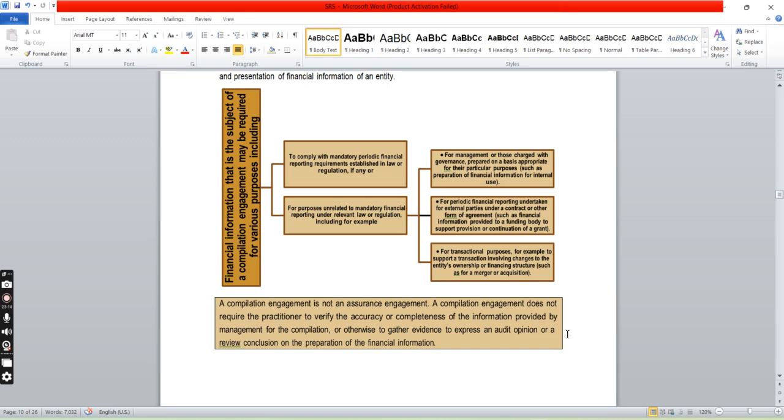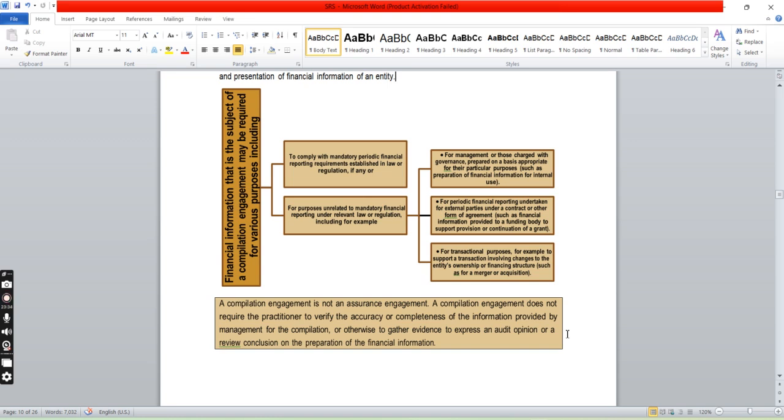for periodic financial reporting undertaken for external parties under contract or a form of agreement, such as financial information provided to a funding body to support the provision and continuation of a grant. For transactional purposes, for example, to support a transaction involving a change to the entity's ownership or financing structure, such as for a merger or acquisition.